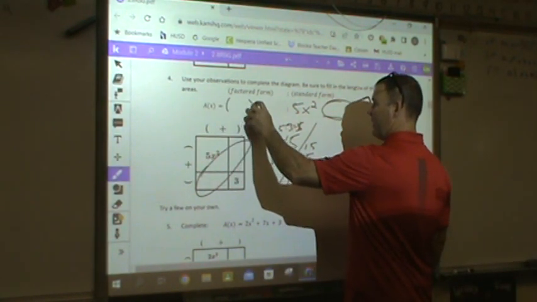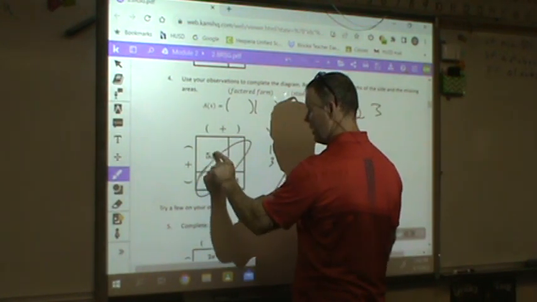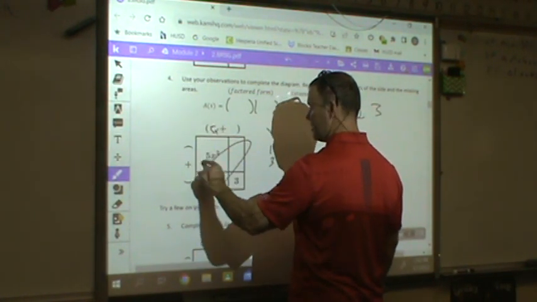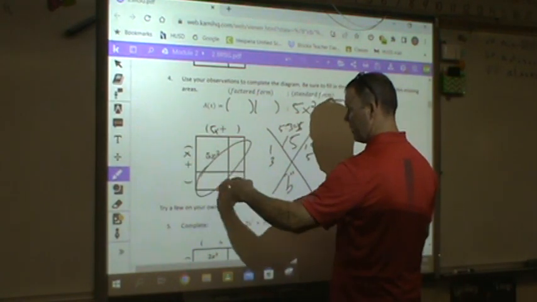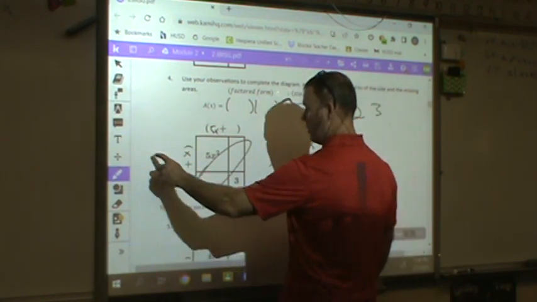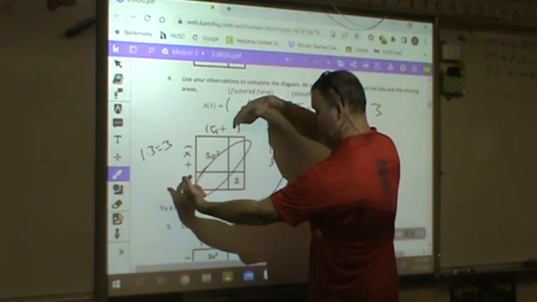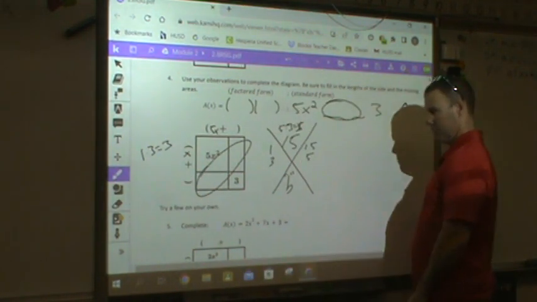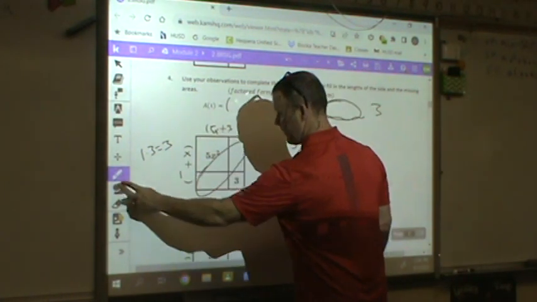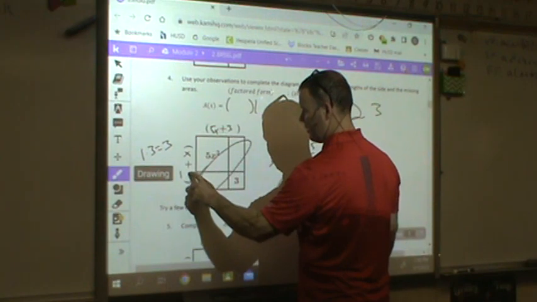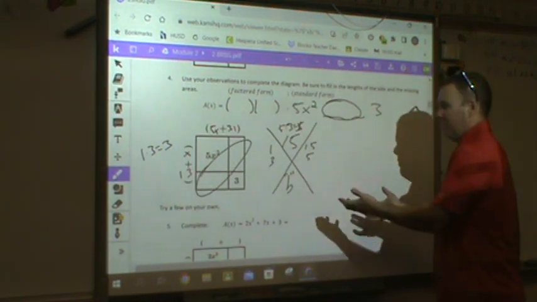If they listed one of the factors, it'd probably help me out, because how do I get 5x squared? That's 5x, and x gives me 5x squared, right? How do I get 3? Well, I know that 1 times 3 is equal to 3. So these factors are probably 1 and 3. But is it 1 and 3, or is it 3 and 1? Which one goes where? That's what I don't know.